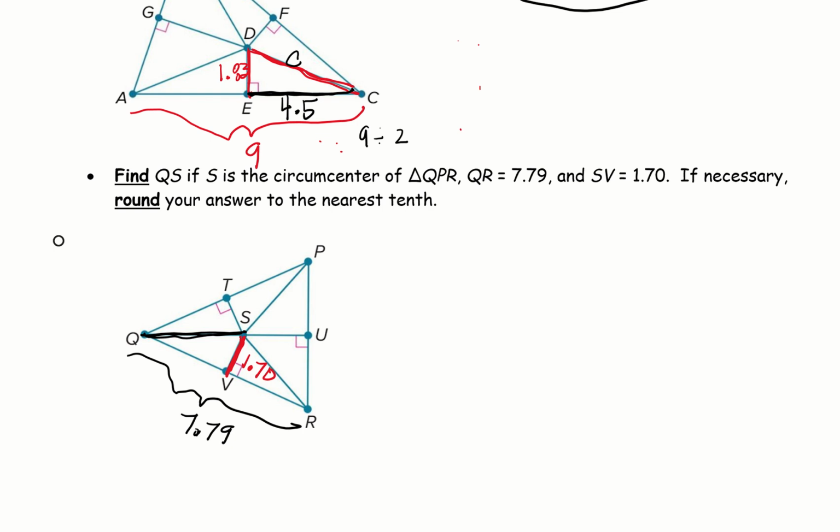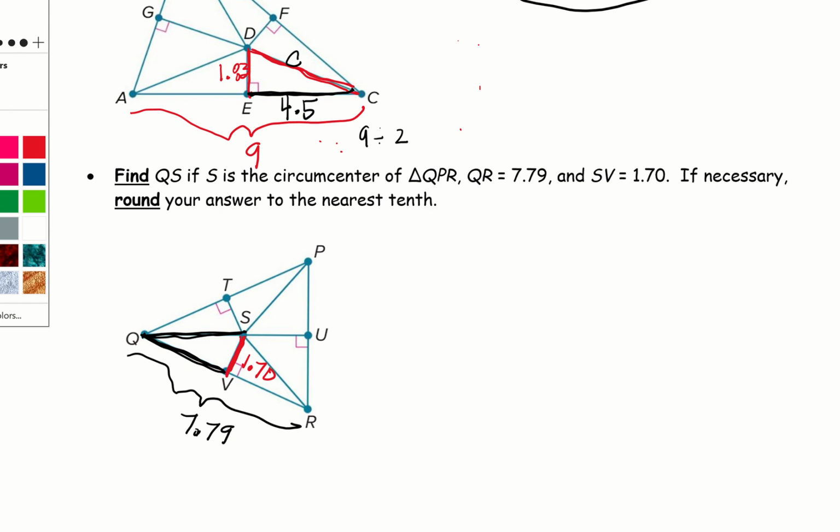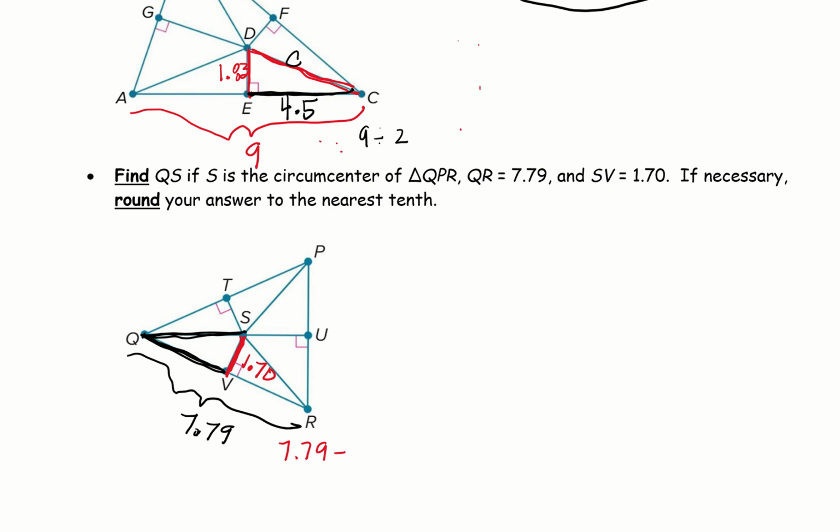And again, they have not given you enough information for you to just say, hey, I know QS. But what we do have is a little right triangle right here. If we knew QV, we could find QS. Well, we don't know QV, but we do know QV is half of QR because it's been bisected. So I'm going to put in my calculator 7.79 divided by 2, and it comes out to be 3.895.